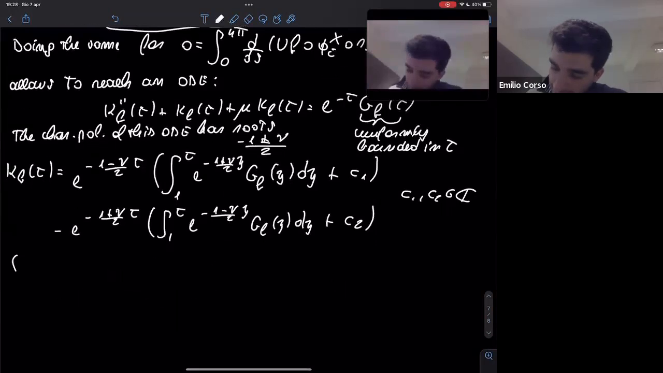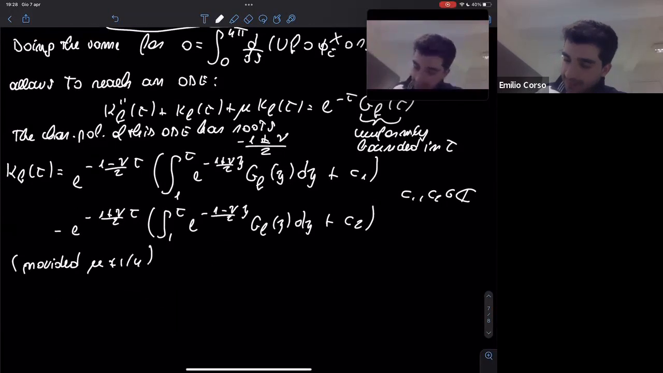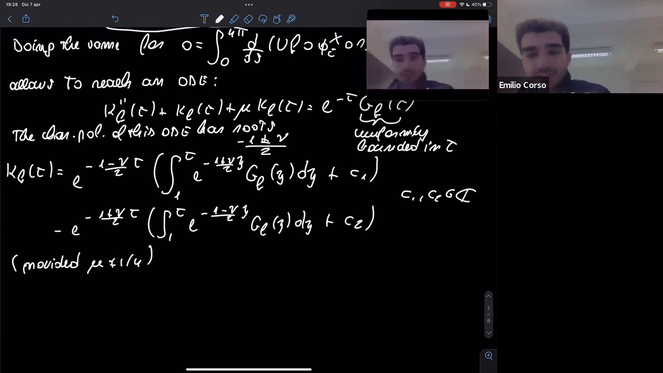This holds, at least provided that mu is different than 1/4, otherwise it takes a slightly different form. But anyway, this is just to say that you get this precise solution, and from that you can really bound everything and define your coefficients and your remainder term.